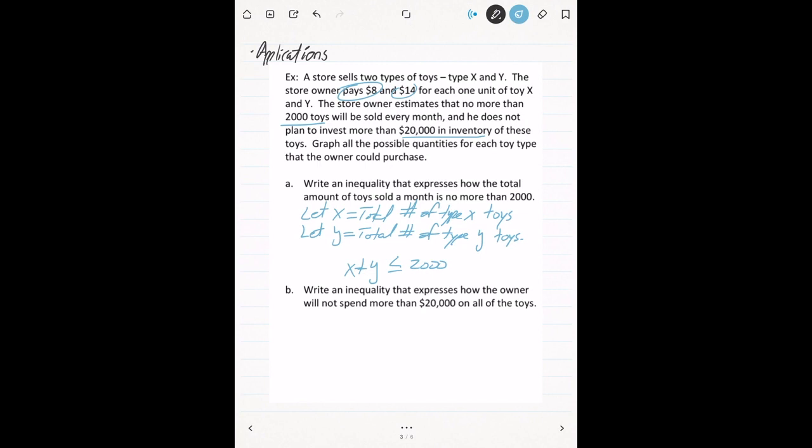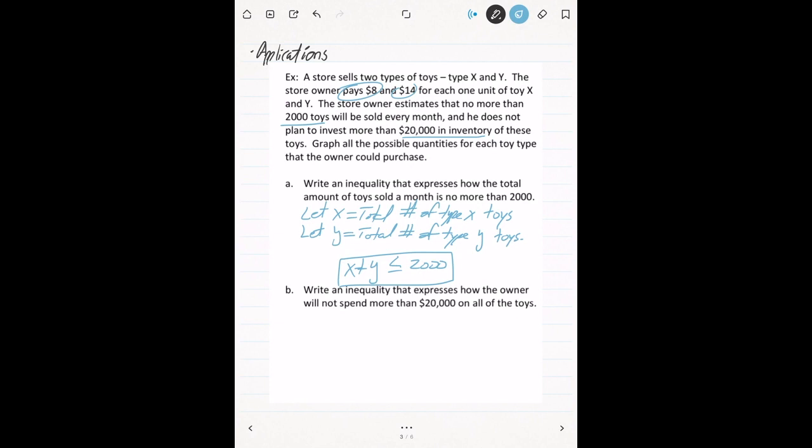Okay, I could have 1,000 of each. I could have 100 of each. I could have 10 of each, right? I could have 1,500 of one and 500 of the other. All that we're saying here is between both of these types combined, don't have more than 2,000 items in inventory, okay? Don't have more than 2,000 toys at once. So here's our inequality for that.